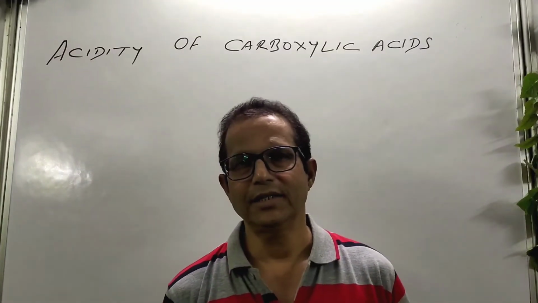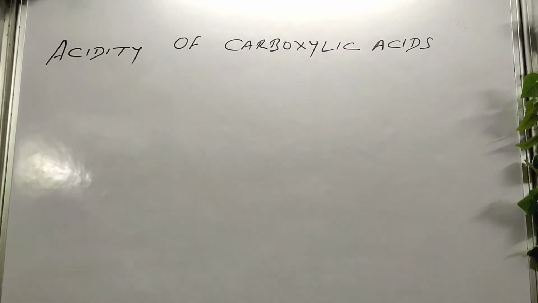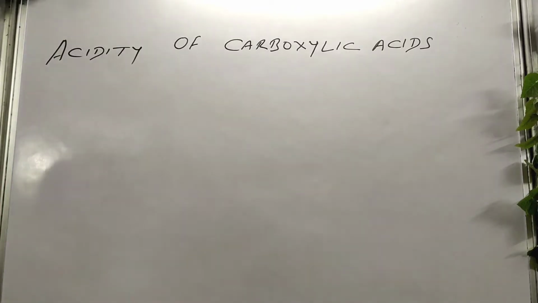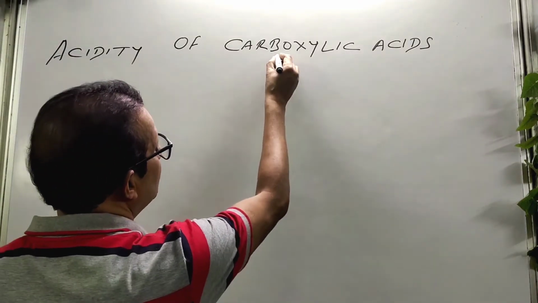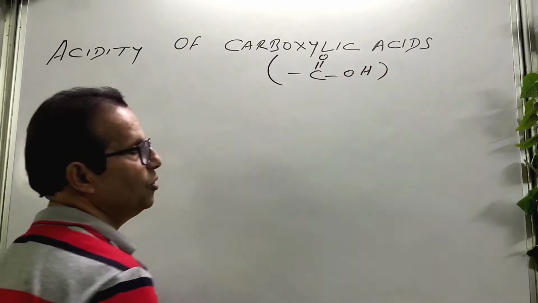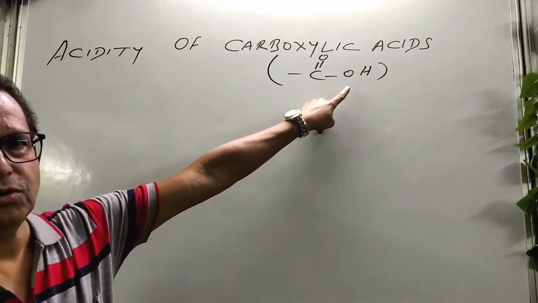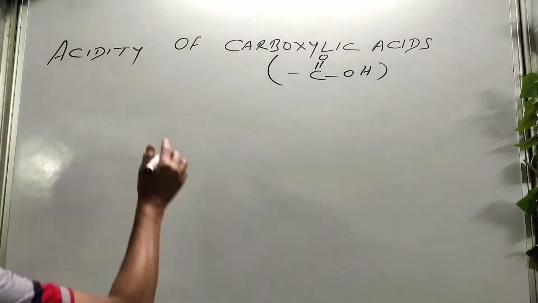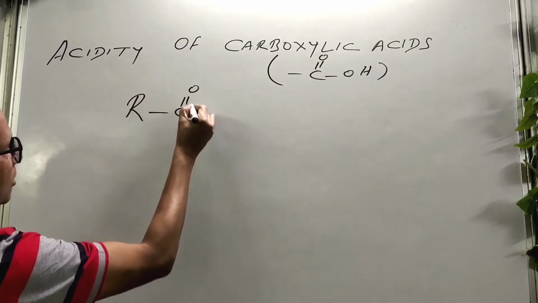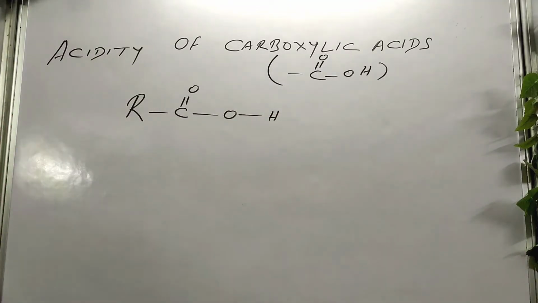Okay, so let's start. That is acidity of carboxylic acids. It is very important. Listen now. You know that compounds containing COOH group are called carboxylic acids. Say if we consider a carboxylic acid, R C double bonded OH. This is a carboxylic acid.